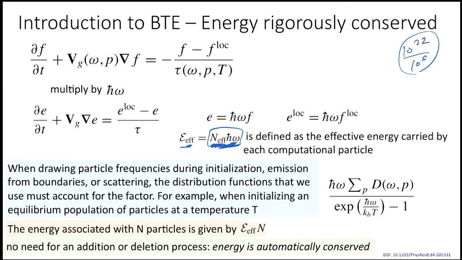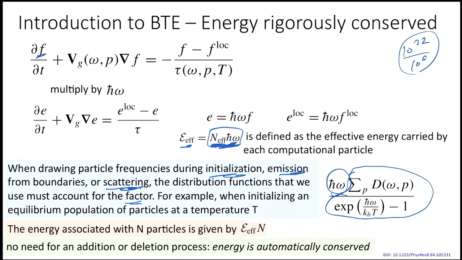So when we draw the particles, from the initial conditions or from the boundary, say an isothermal boundary condition, or after a scattering event, let's say 3 phonon scattering, the distribution function must account for this factor. For example, when initializing the equilibrium population of the particles at a temperature T, initially we took this factor, but now because we have taken the energy conserved equation, we have to multiply all our distributions by h bar omega as well. So we cannot draw from the previous distribution which we derived for f.